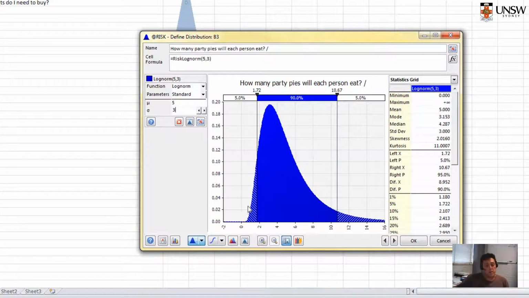Okay, so here we have a log normal distribution which does not go below 0, which is one of the useful features of a log normal distribution. You can't eat less than 0 party pies. Many people are eating around about 2 or 3 party pies, and there might be a couple of really hungry people at the party that might be using the party pies for dinner and eat 10 or maybe 12 of those party pies, but there are very few of those people. So let's go with that. I think that looks like a reasonable distribution of the number of party pies eaten per person. So we click OK.